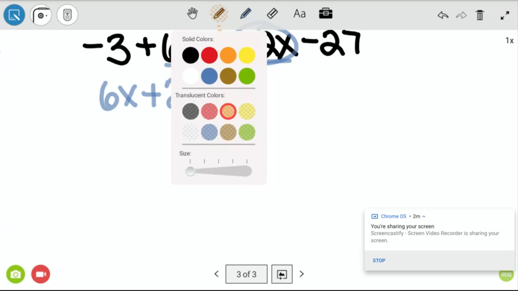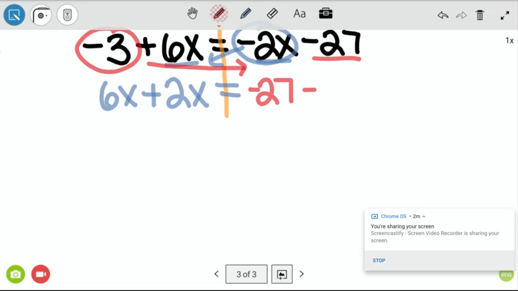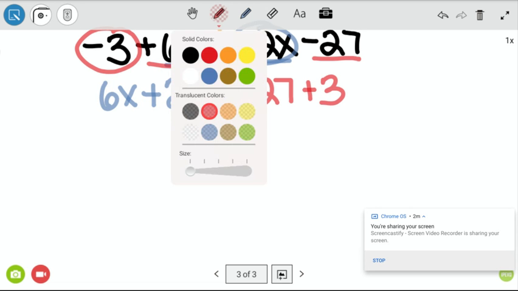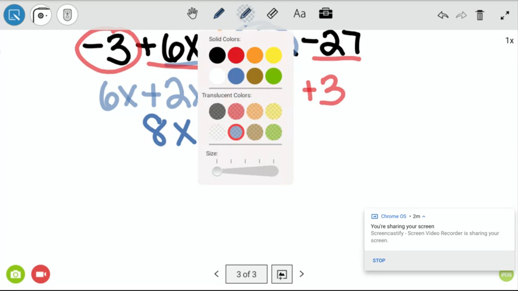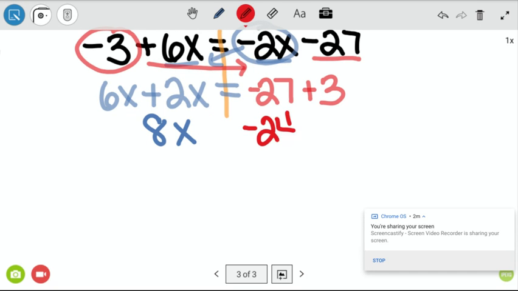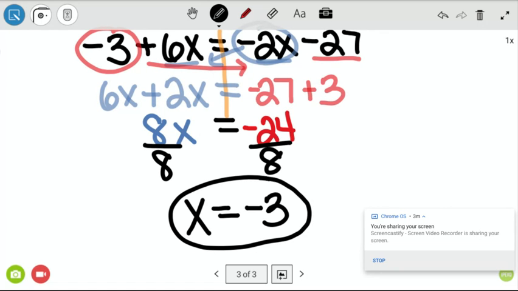Now on the other side, the negative 27 is already over here, but we also want to move this negative 3 over, so a negative is going to become a positive 3. And then we can just combine. 6x plus 2x gives me 8x. Now follow my rules. Negative 27 plus 3 is negative 24. And so I divide by my coefficient with x, which is 8. And then a negative 24 divided by a positive 8 gives me a negative 3.